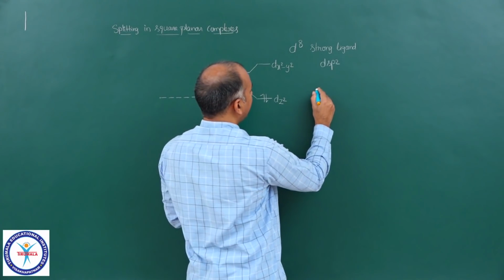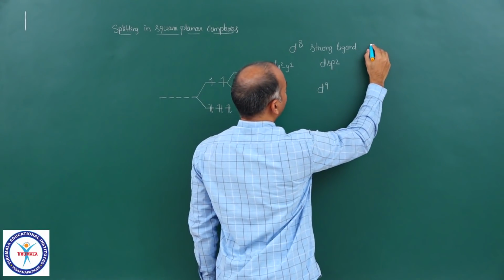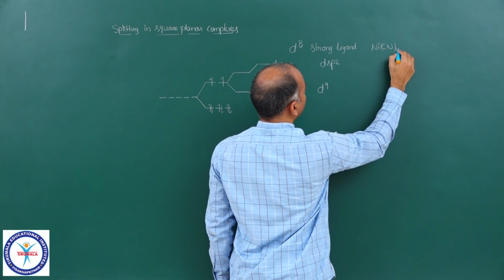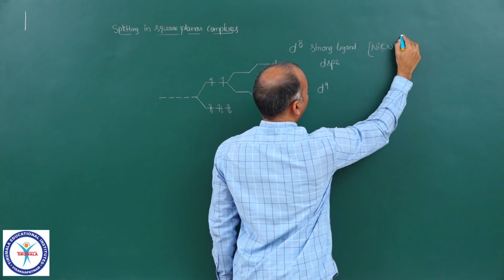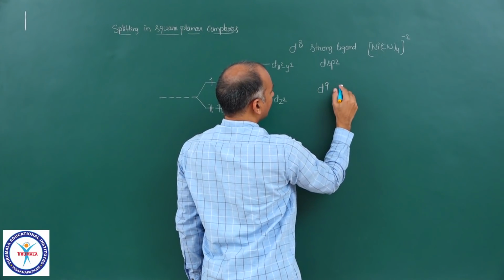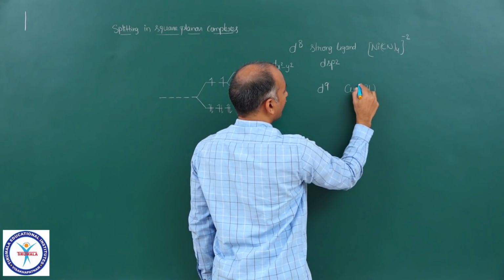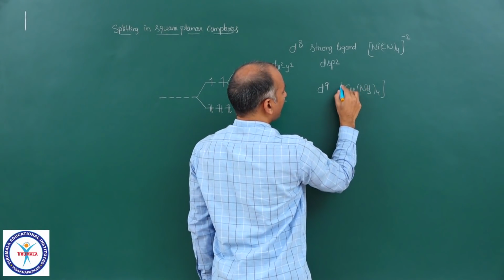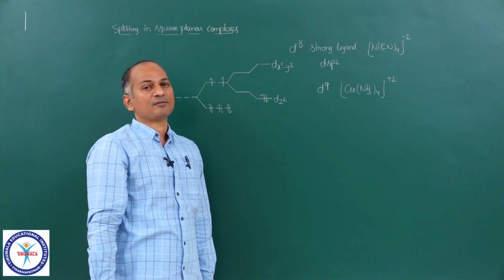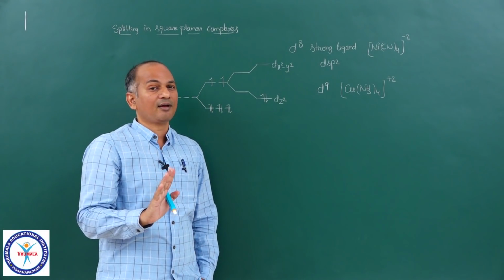And one example, d9 case. Actually, d8 strong ligand: Ni(CN)4 2-. The d9 case, which we have seen, is [Cu(NH3)4]2+, a blue colored complex, very, very famous, which is square planar in shape. It is not tetrahedral, it is square planar.